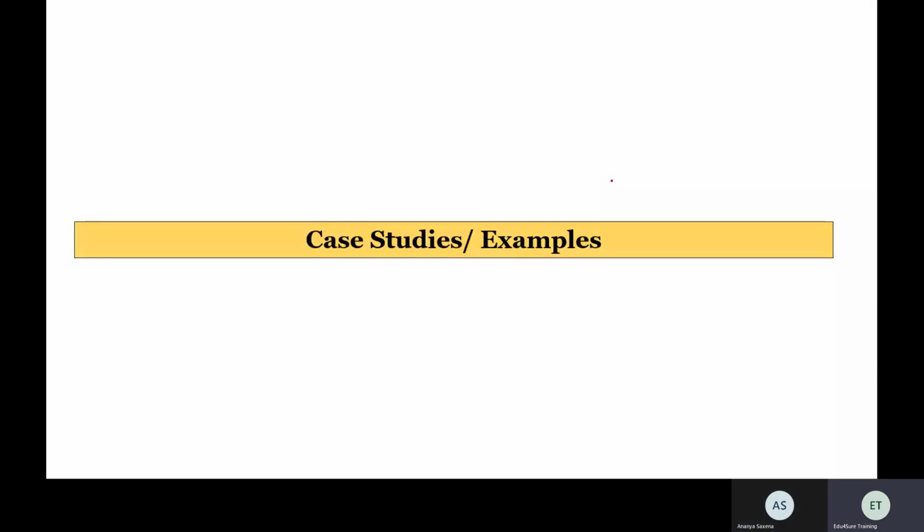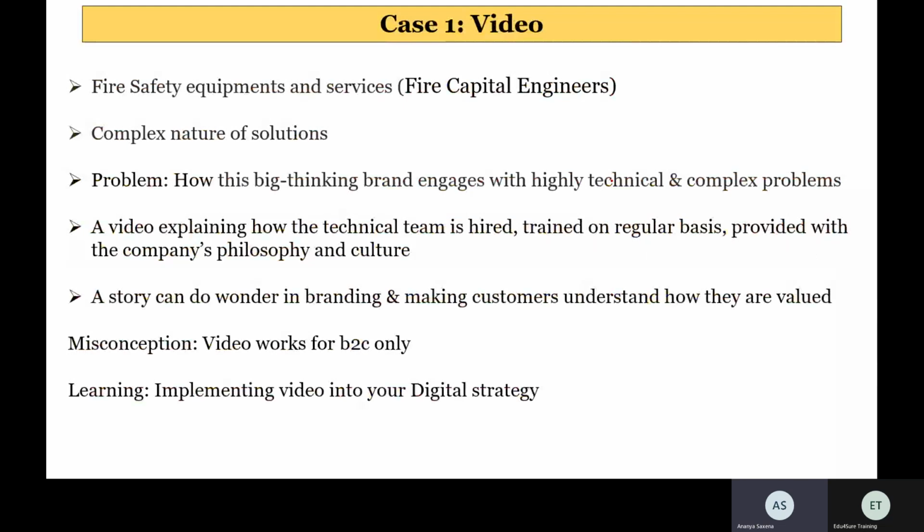For example, the first case is about video, as in most cases in B2B marketing. Let me explain first. Suppose this is my client, Fire Capital Engineers. This is a case study. They provide fire safety equipment and services. For example, in your building, in your lift, there could be fire safety equipment. Or in hotels, you must know that if there is smoke, smoke detector machines are there. So my client provides these kinds of services: fire safety equipment, fire extinguishers, fire alarms.